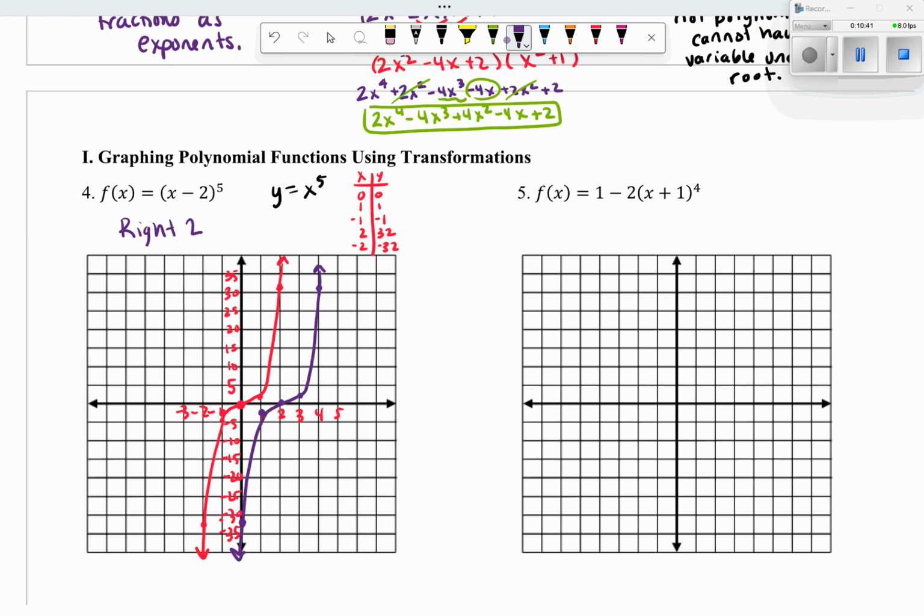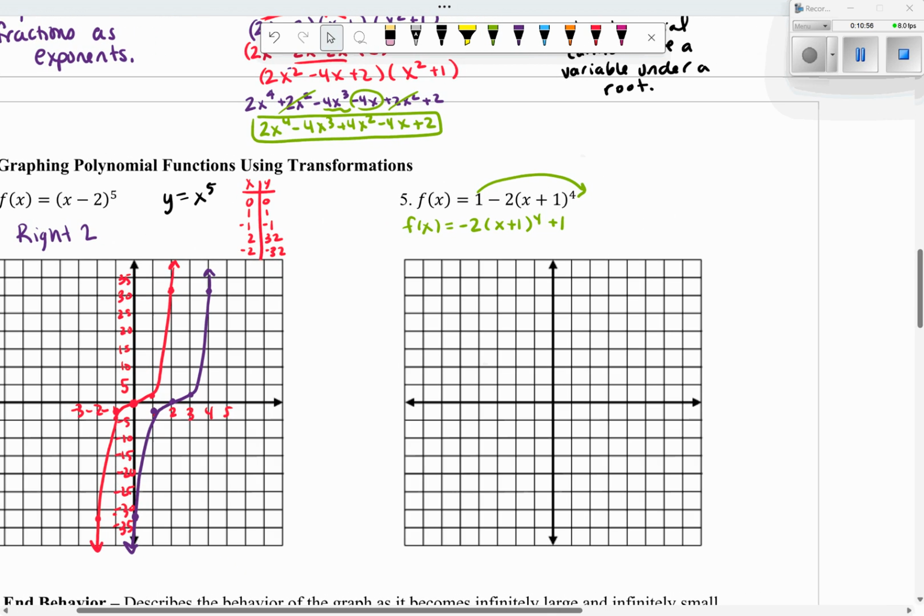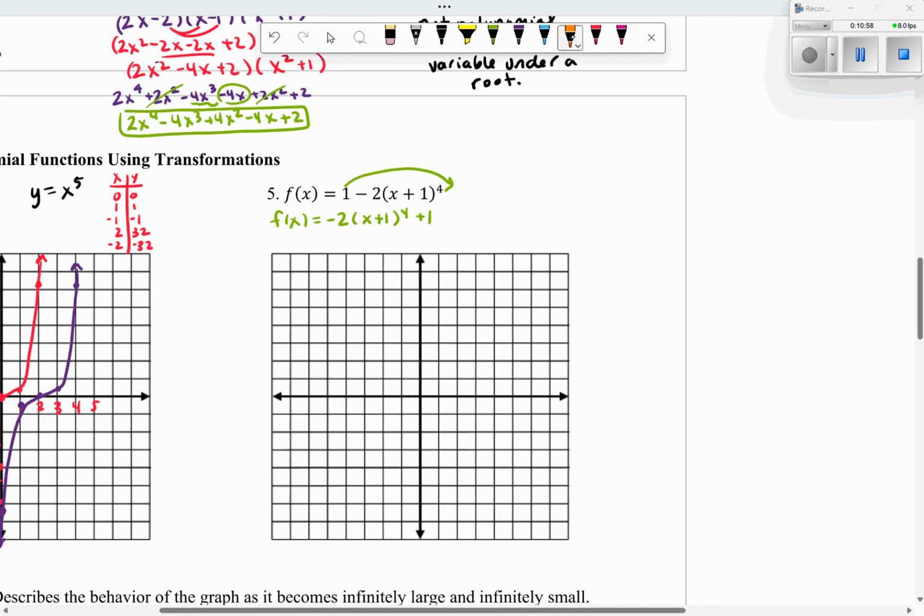Looking at the next one, so I'm going to rewrite this equation. So we have f of x equals negative 2 times (x plus 1) to the 4th plus 1, because I just moved this to the other side. It's positive, so we're adding it. So for this, we can see then that our parent graph is y equals x to the 4th power, and we're going to look at the transformations.